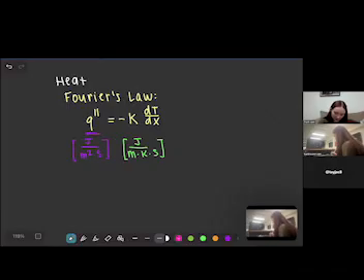And then the temperature gradient is in Kelvin per meter.